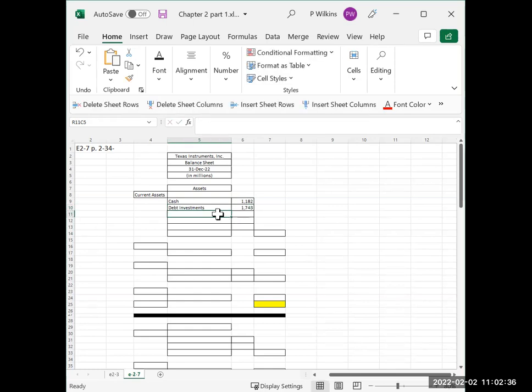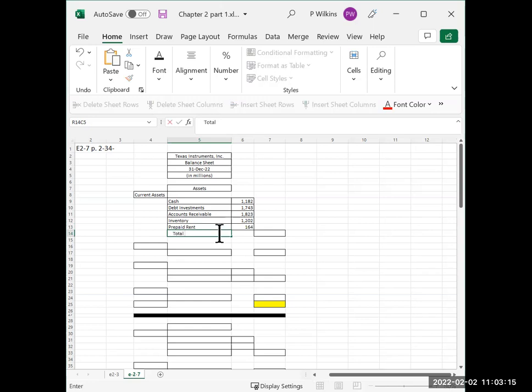The next thing we would look for is accounts receivable, and we see that accounts receivable is listed, and accounts receivable is 1823. Next on our list would be inventory. So inventory is 1202. And then next would be prepaid rent. And prepaid rent is 164. And that's the total for the current assets.